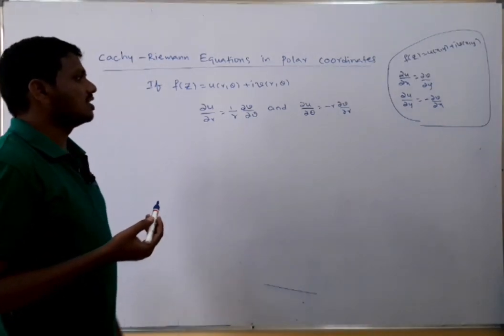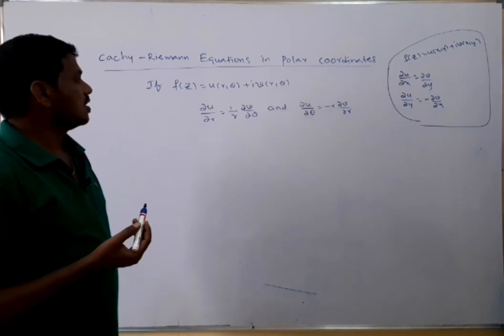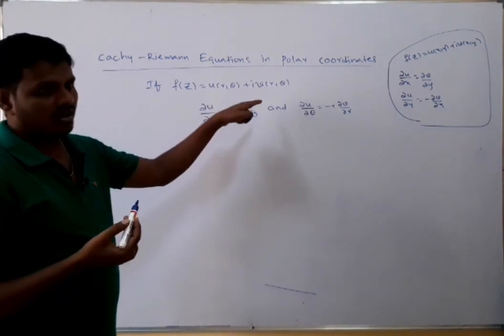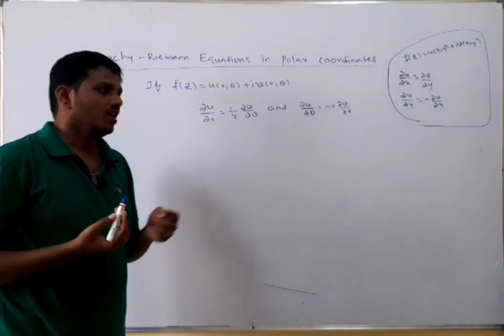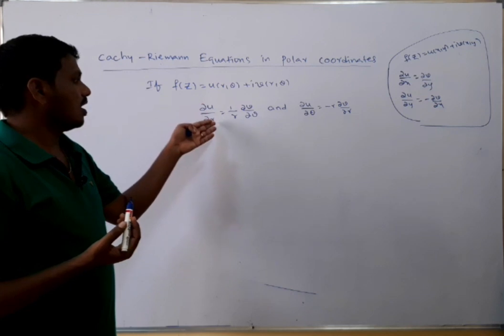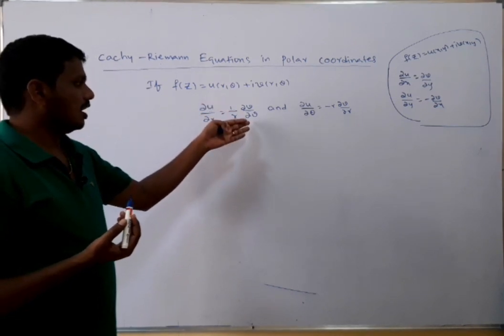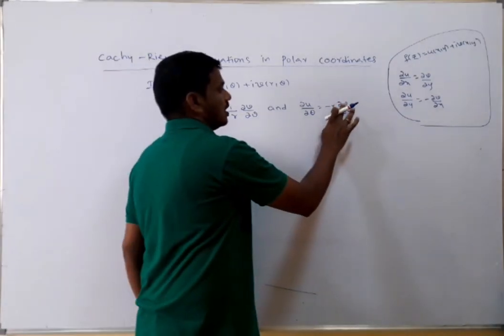Now I am trying to derive the CR equations in polar form. If f(z) is equal to u(r,θ) + iv(r,θ), that means the representation of the function in terms of r and θ, then we have to prove the CR equations. They are ∂u/∂r is equal to 1/r ∂v/∂θ, and ∂u/∂θ is equal to minus r ∂v/∂r.